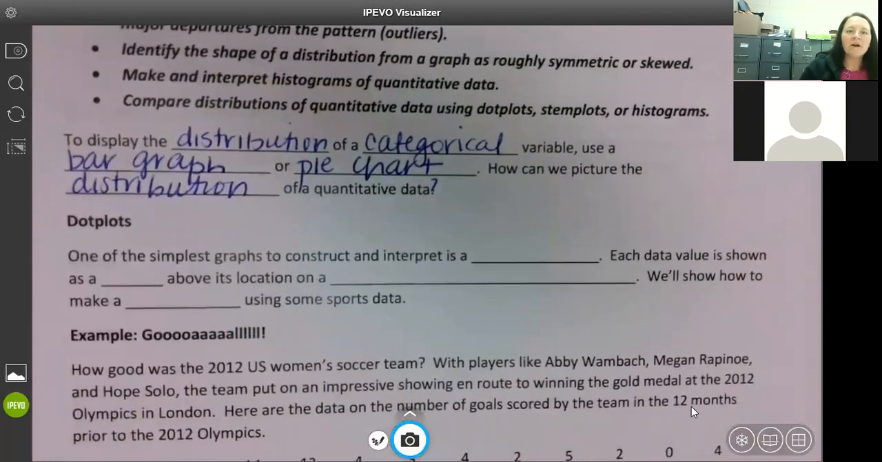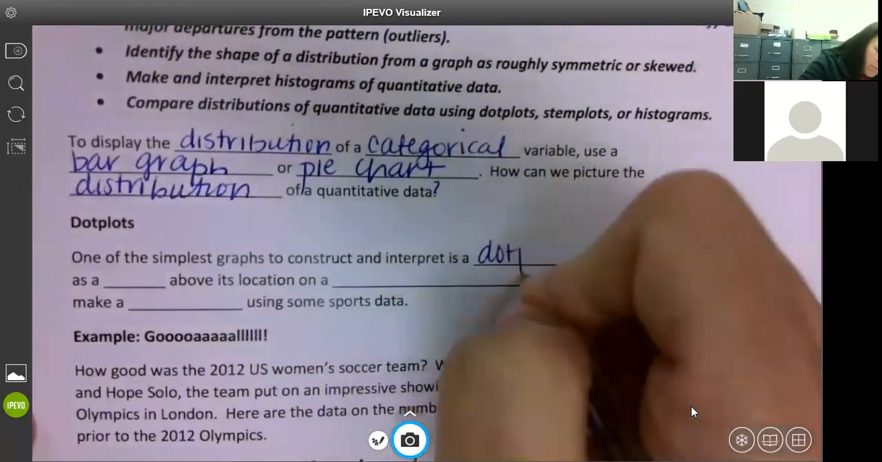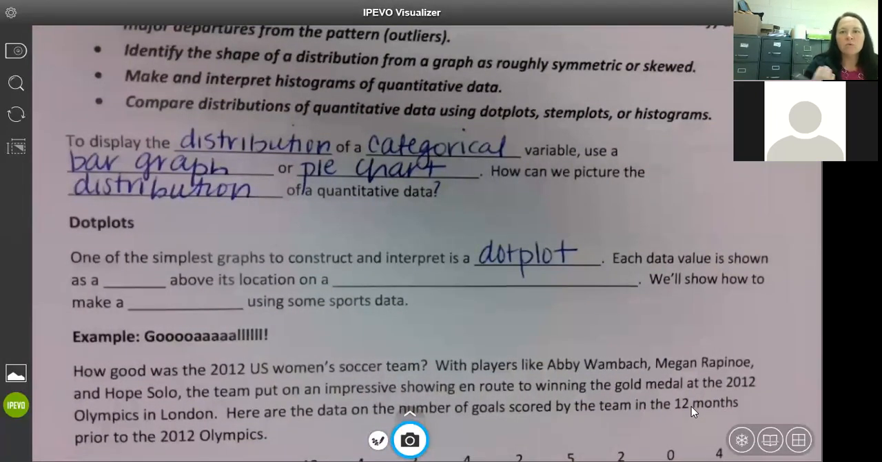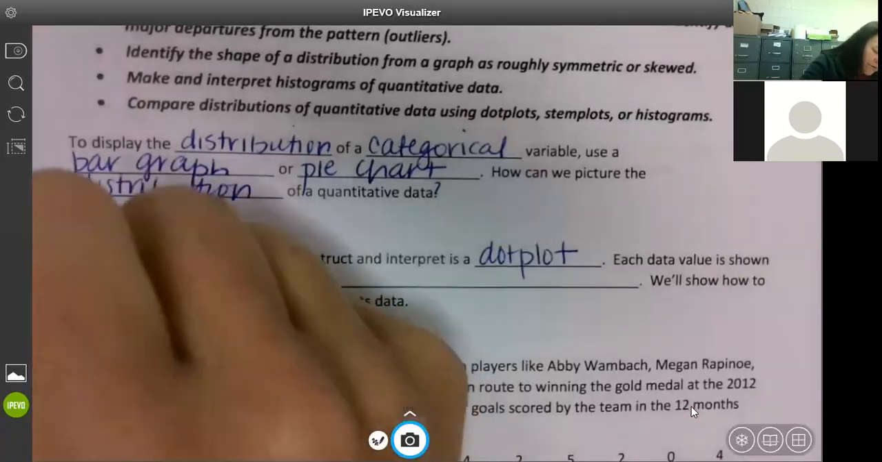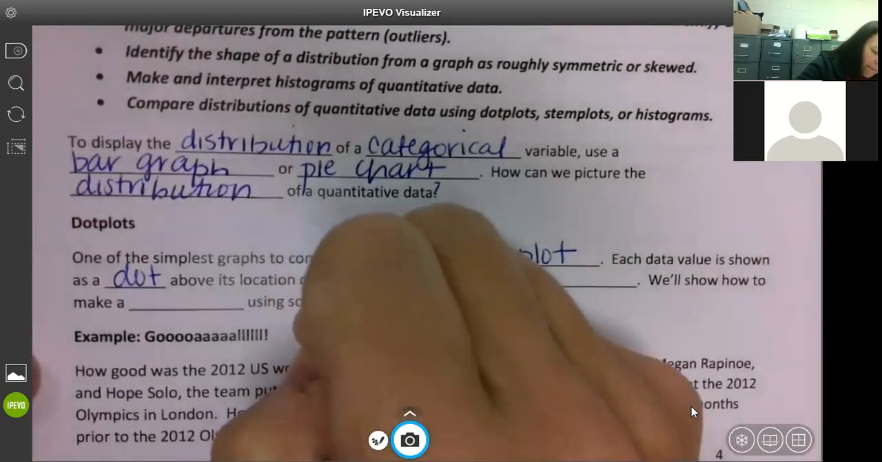So one of the simplest graphs to construct and interpret is a dot plot. And so I told you guys to do that airplane activity, and I hope you've done it. If you haven't, you need to go do it today. Remember, that's just placing those slips in a hat and pulling them out and saying the number of females. It's really quick, so it's not going to take very long at all. So I want to have that in today, please. Each data value is shown as a dot above its location on a number line.